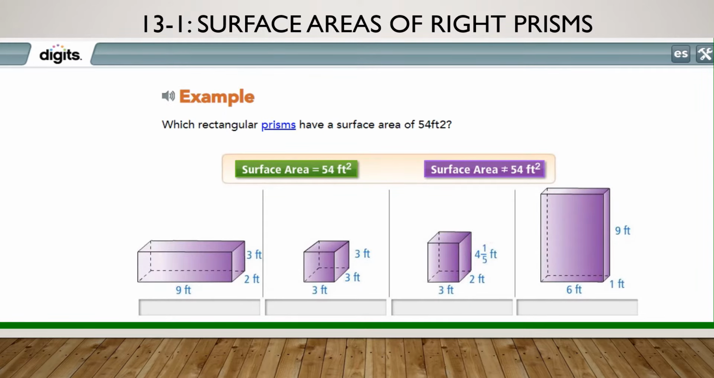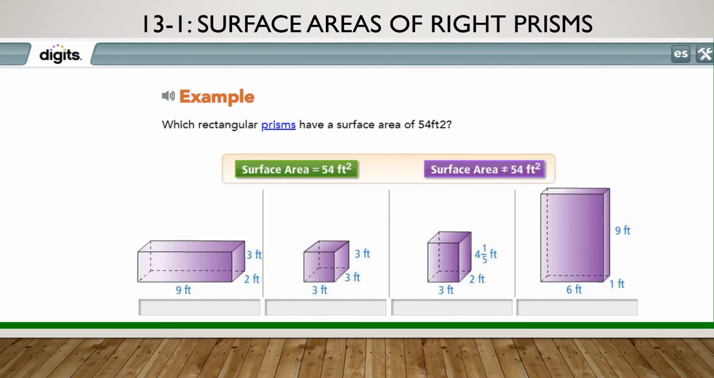Part 1 example. Which rectangular prisms have a surface area of 54 square feet? All right, so the good thing about rectangular prisms is it doesn't matter what you use as the base. You can use the bottom as the base, so here the dimensions for this will be 9 by 2. Or you could use the side as the base, and the dimensions for this will be a 3 by 2. So rectangular prisms, doesn't matter which one you use as the base.